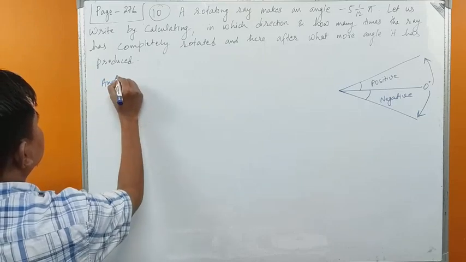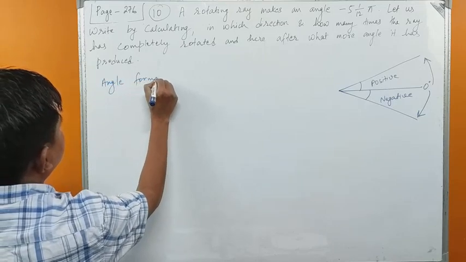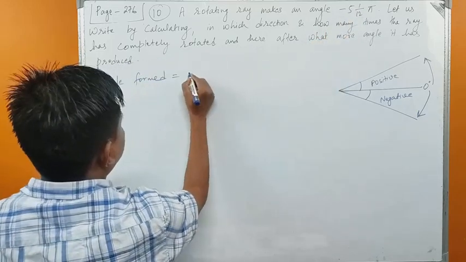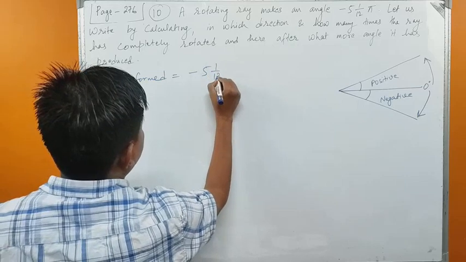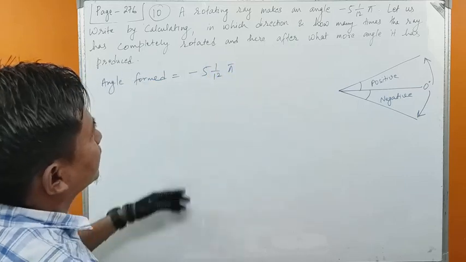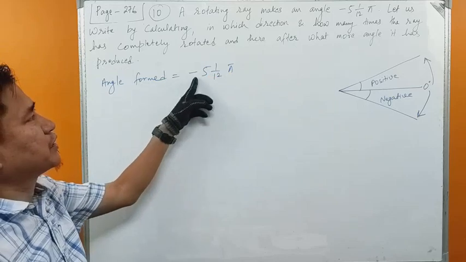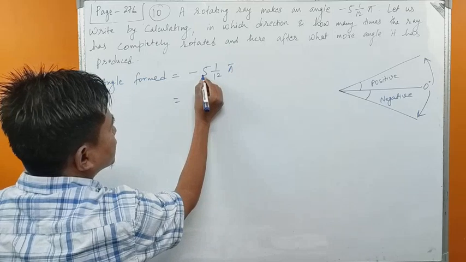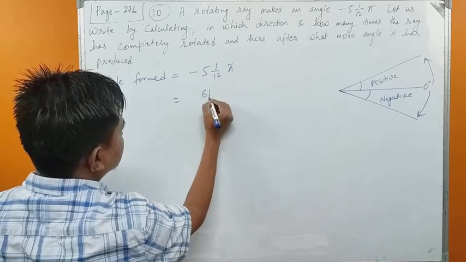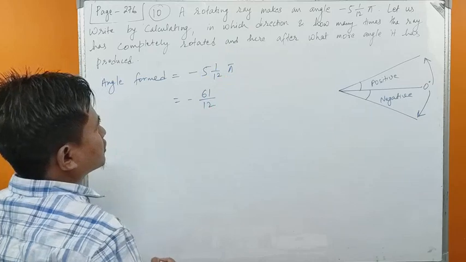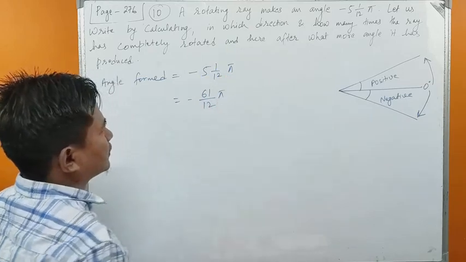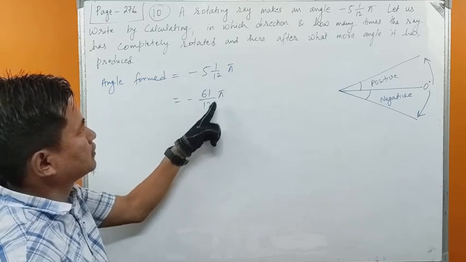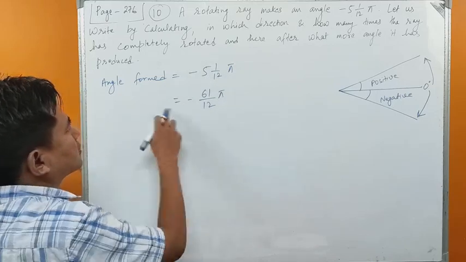Angle formed equals minus 5 whole 1 upon 12 pi. This is the angle produced. So 12 into 5 is 60, plus 1 is 61. So we get minus 61 by 12 pi; 12 5s are 60, plus 1 is 61 upon 12. This pi we write here. So this is the circular value.